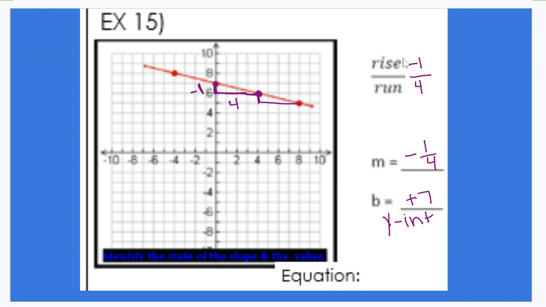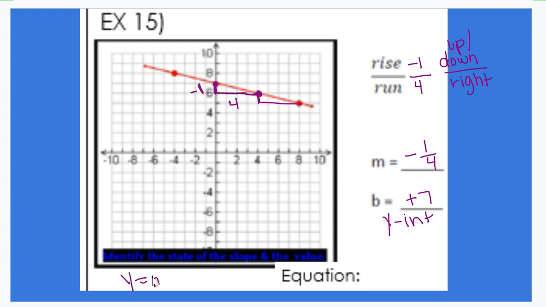And so this time we know that it's not always up over to the right, but it could also be down over to the right when you're counting. So up or down, depending if it's positive or negative, and always to the right. Okay, so let's write our equation.